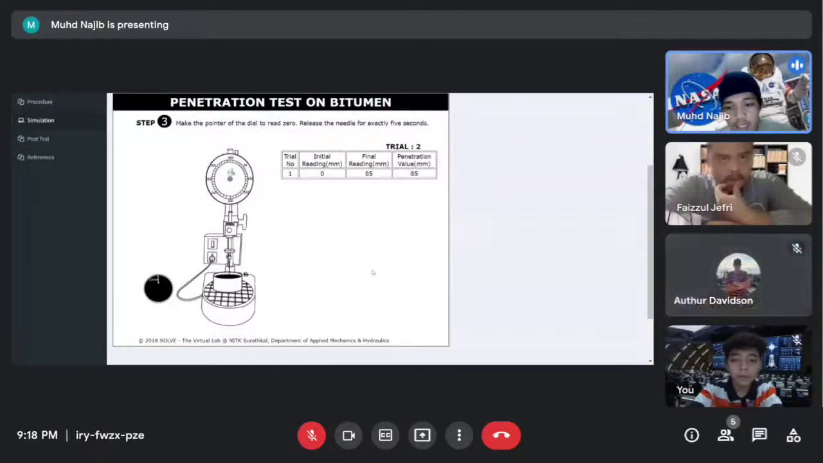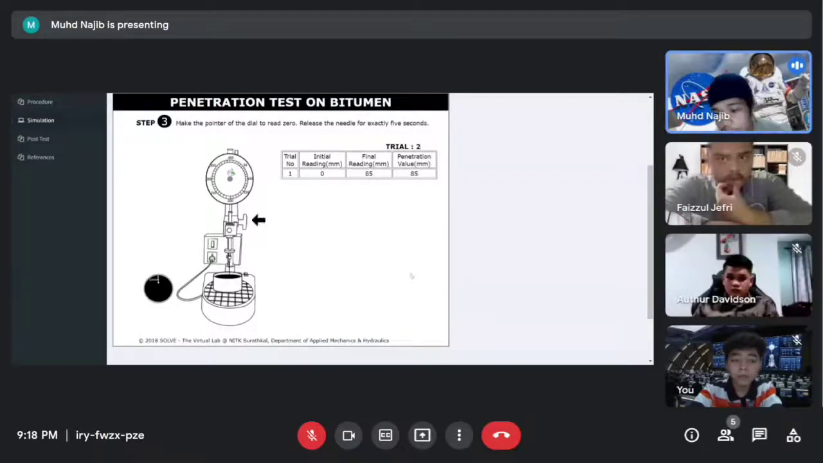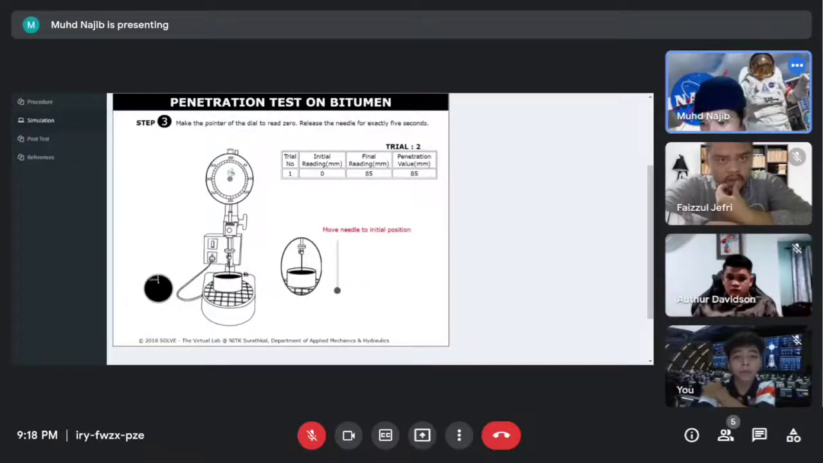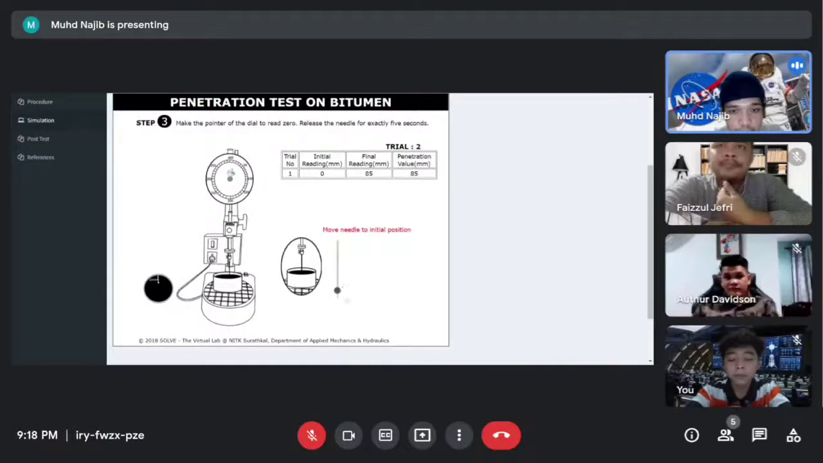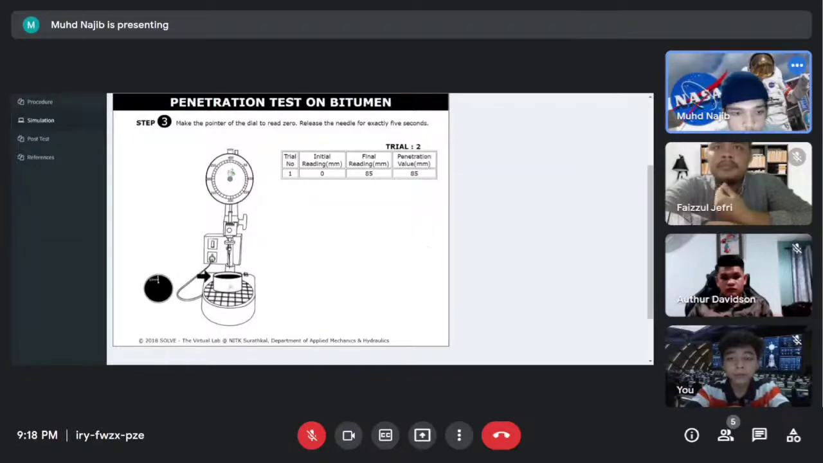last step. Make at least 3 determinations on the specimen, and a clean needle is used for each determination. As we can see here, there are 3 determinations. So I'm just making one. This is the second determination. We start over again. We use a clean needle.